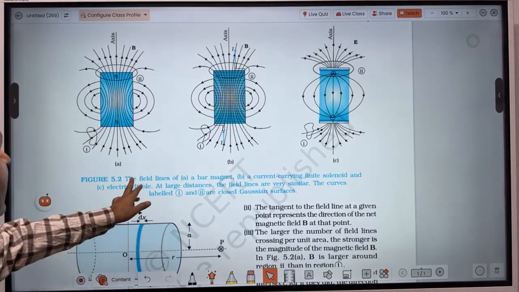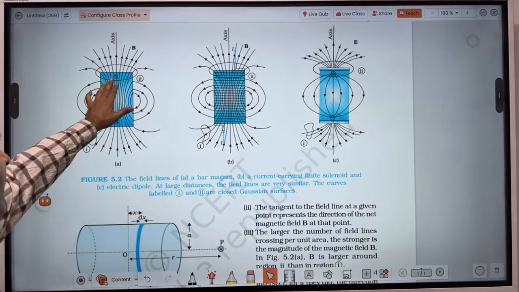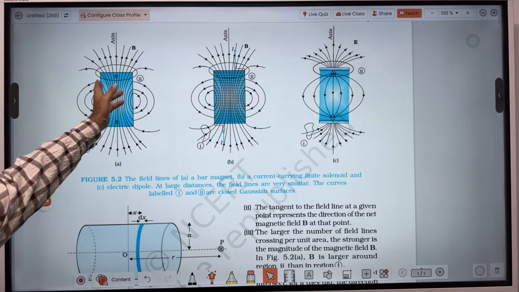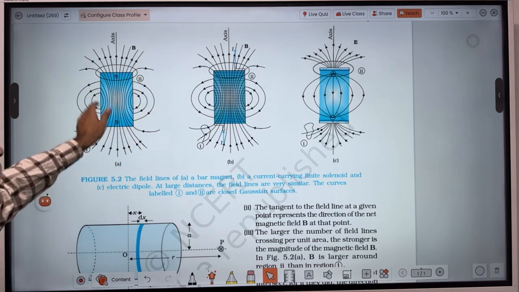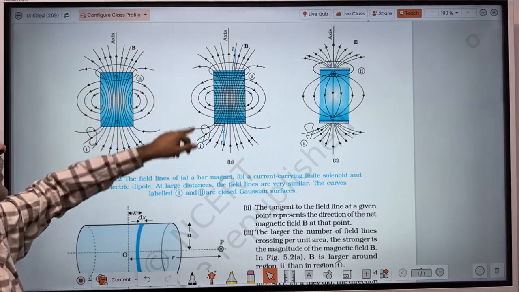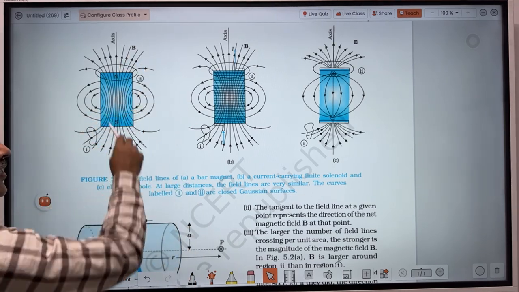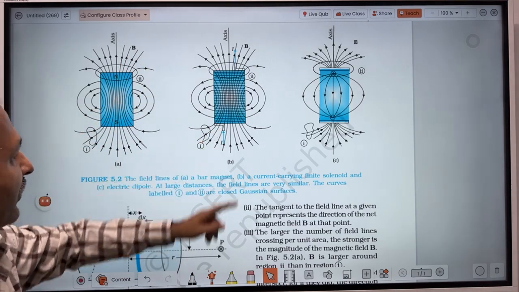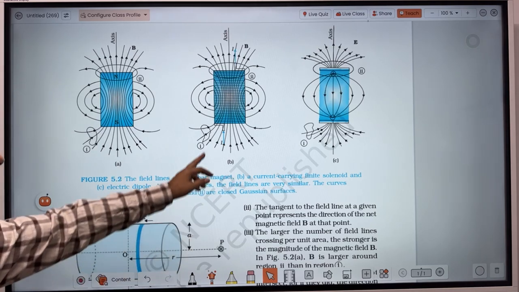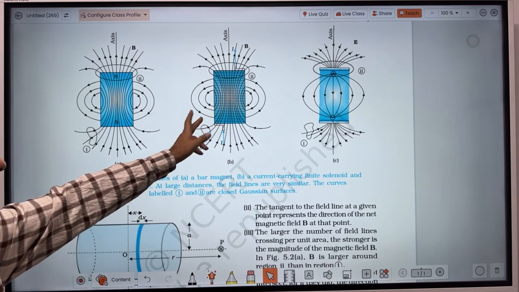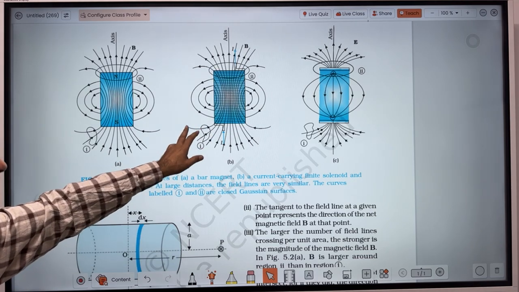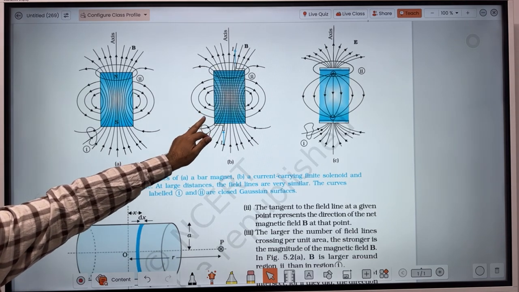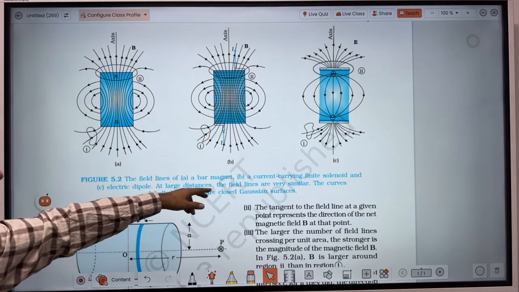The first one, the field lines of a bar magnet. This is a bar magnet, north pole, south pole. Field lines are coming out from the north pole and they are entering the south pole. They are forming closed loops. Here some closed loops are shown. Here what is happening? This is a current carrying solenoid. Same pattern you can observe. It means a current carrying solenoid also behaves like a bar magnet, right?